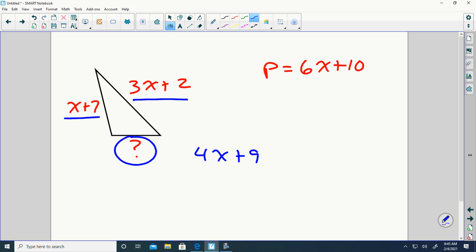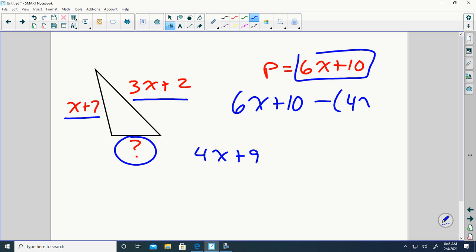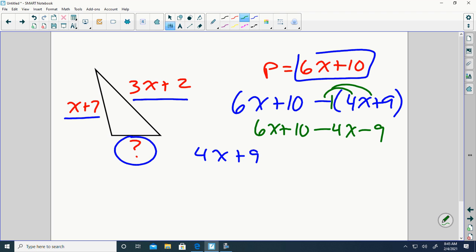So what I'm going to do is I'm just going to take this, and I'm going to subtract. Now notice I'm putting this in parentheses for a reason, because I need to subtract both terms. And if I have a parentheses with a negative in front of it, that's technically the same thing as a negative 1. So I need to distribute here. So I get 6x plus 10 minus 4x minus 9. Agree?